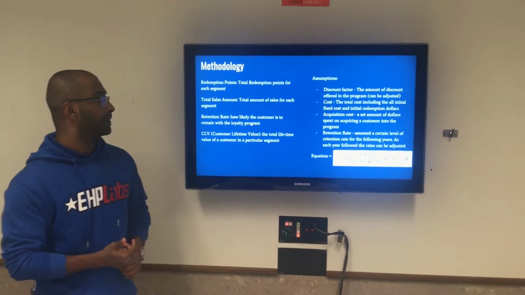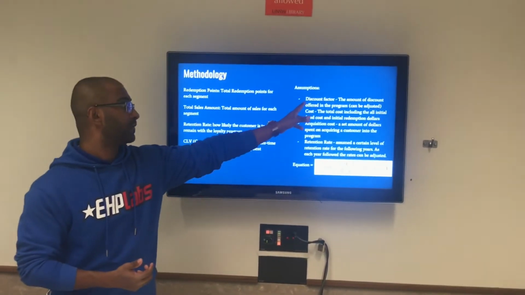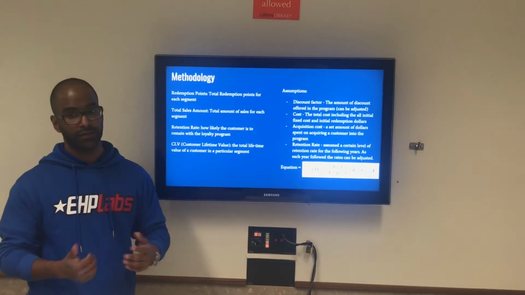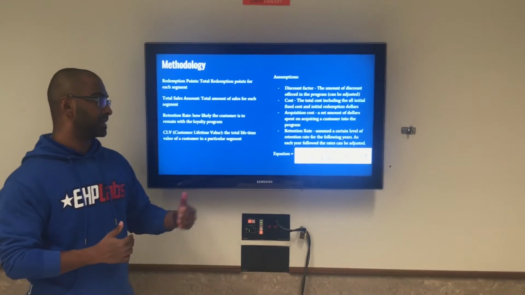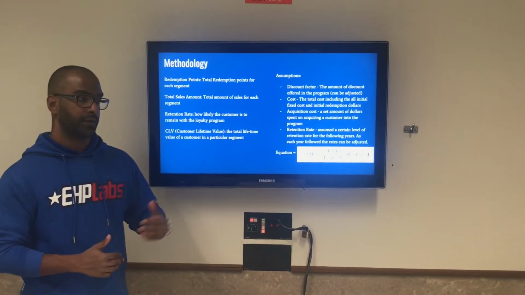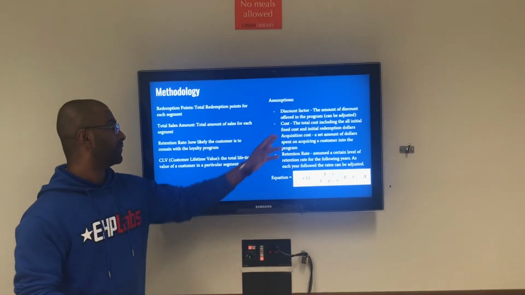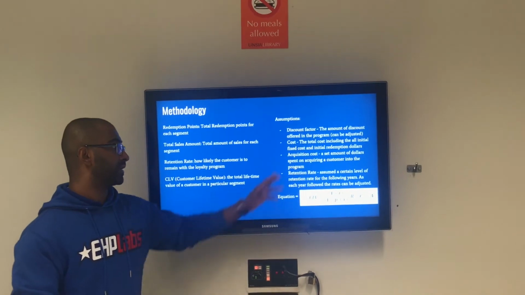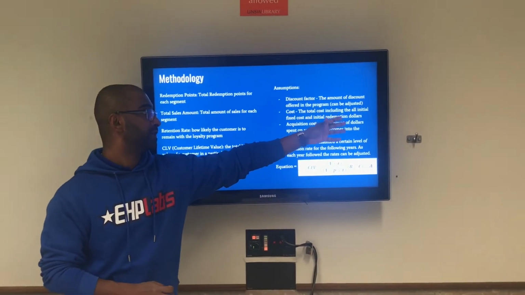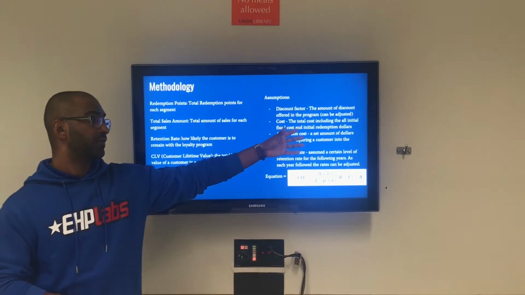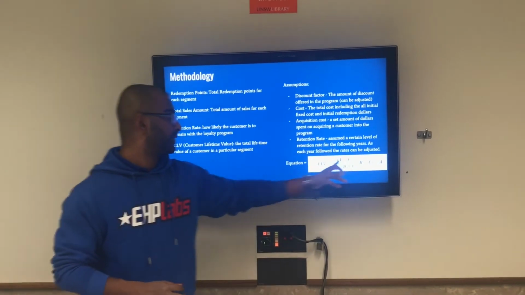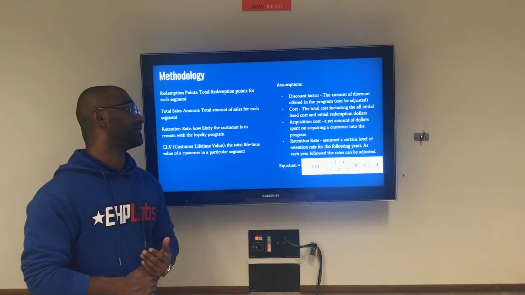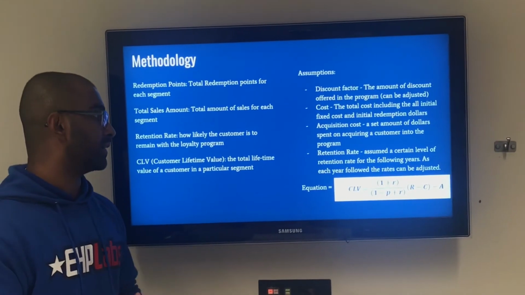The assumptions we made start with the discount factor, so the amount of discount we will offer. We used different numbers, ranging from 10% up to 20%, going up in increments of 2% each time. Then we assumed the cost, which included the total cost, the initial cost, and the use of redemption dollars all calculated together. The next one is the acquisition cost, which is the set amount of dollars spent by the company to acquire a single customer.